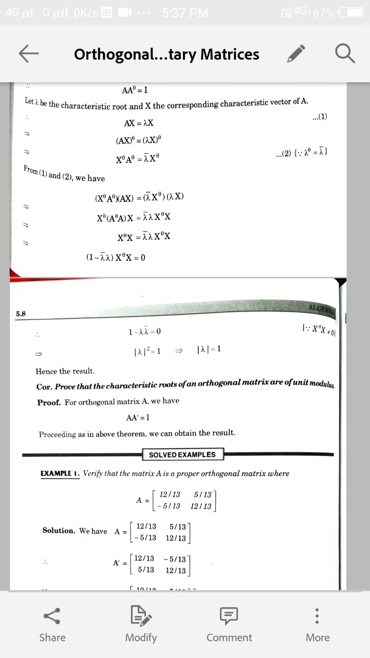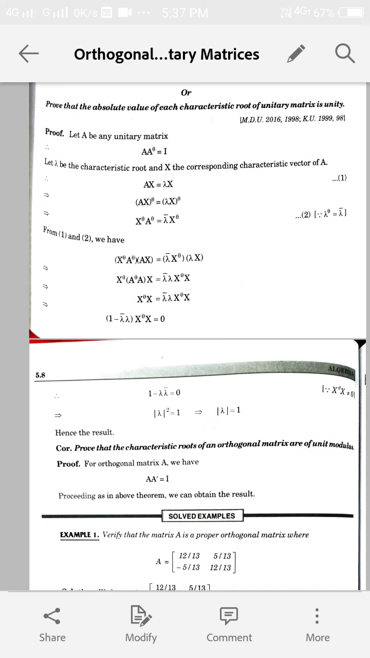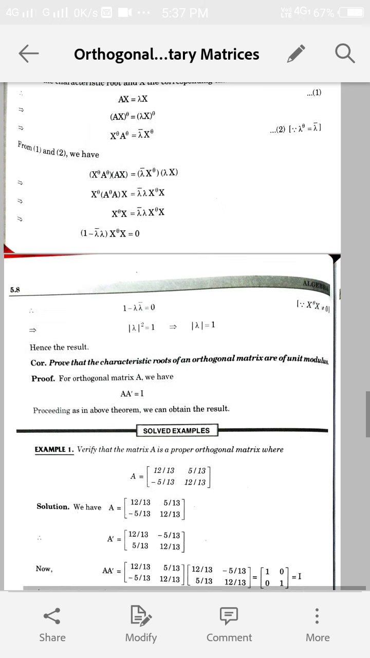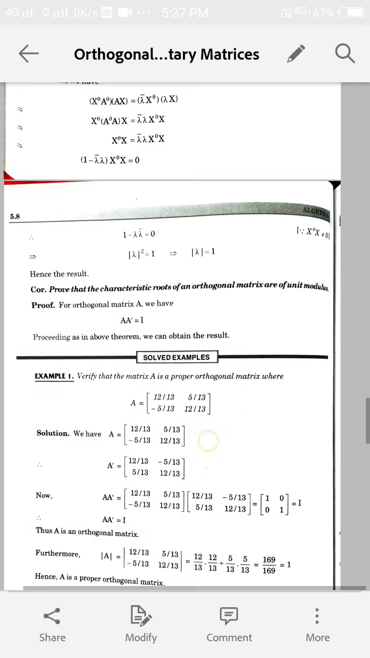And there is a corollary attached to this theorem, and what it says: prove that the characteristic roots of an orthogonal matrix are of unit modulus. So the same steps we can follow for an orthogonal matrix. In an orthogonal matrix, instead of A theta, we take A transpose and apply the results. And again, we find that the characteristic roots of an orthogonal matrix are of unit modulus.